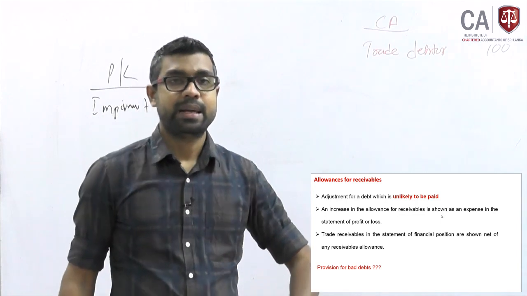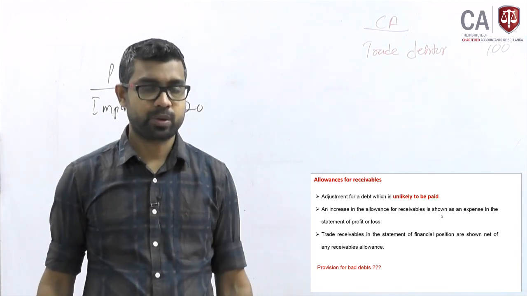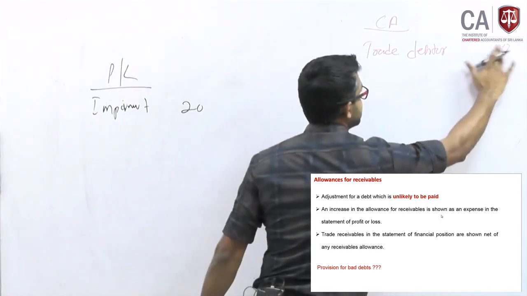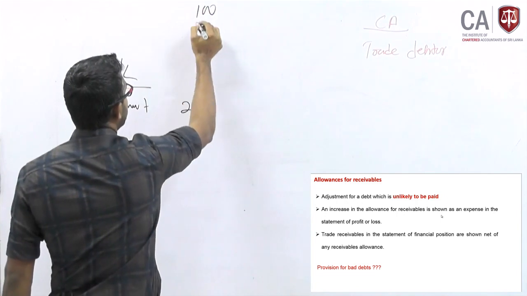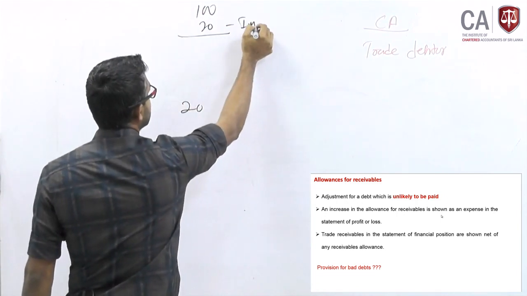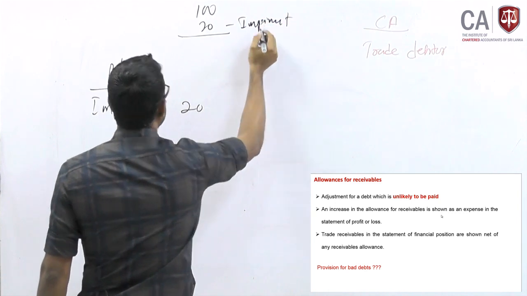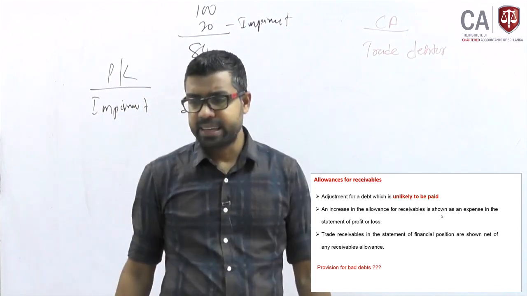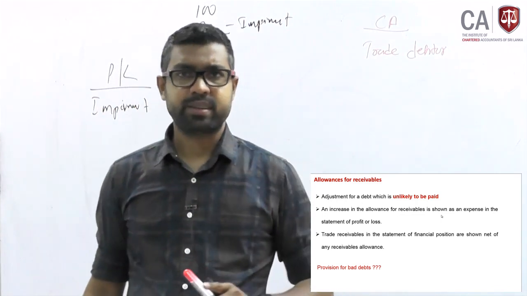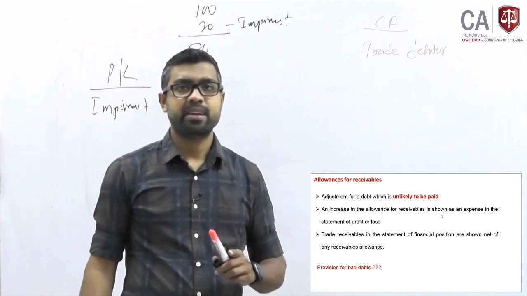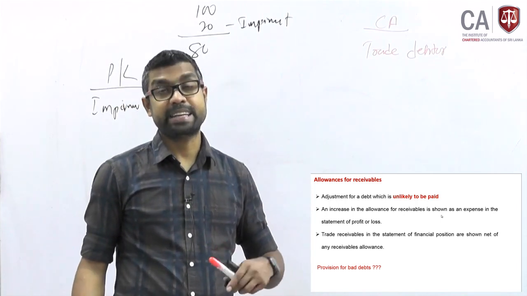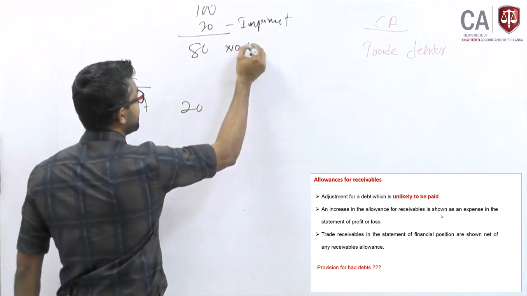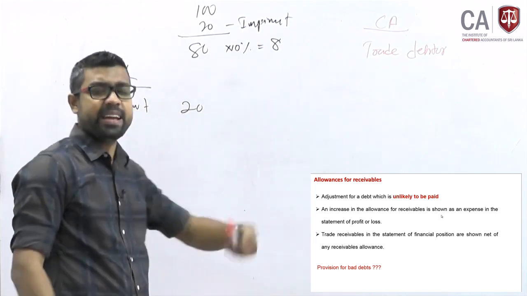Why? Because you are not expecting any payment on this 20. That is 20%, so the balance is how much? 80. From 100, 20 impairment, which is charged to P&L straight away. So balance 80. From balance 80, let's say 10% of it is unlikely to be paid. 10% of it, which means 8, unlikely to be paid.